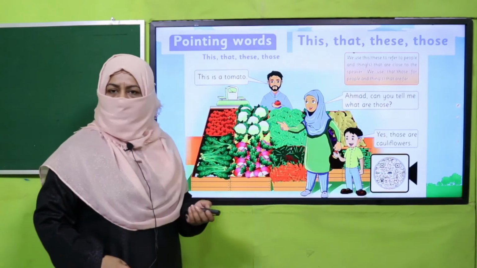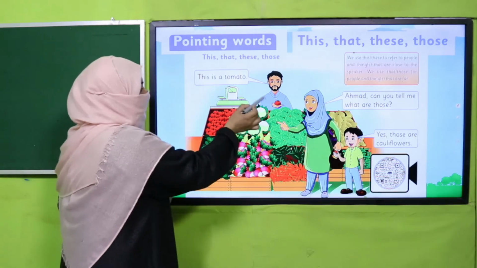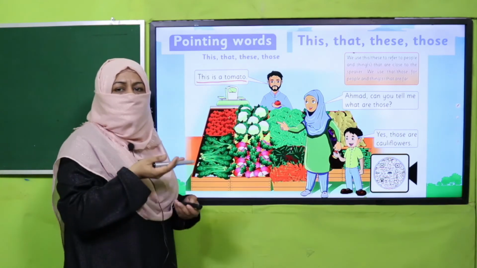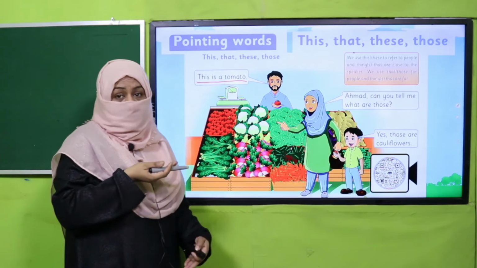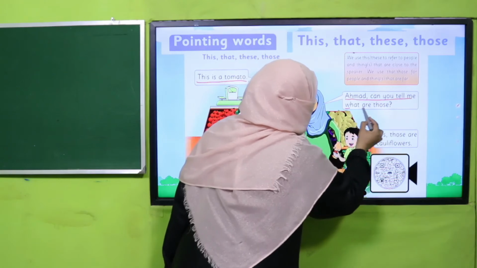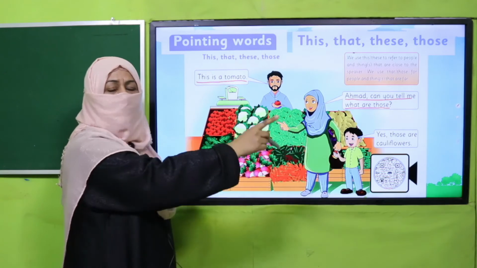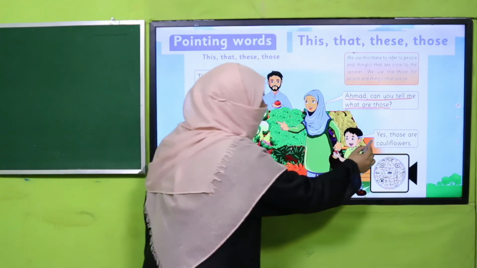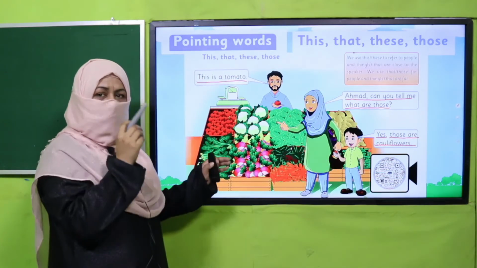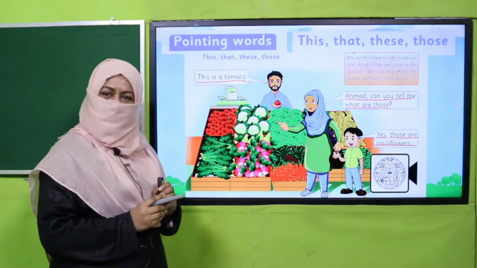Now look at this picture. This is given in your book, and what you have to find out is this: the person is saying this is a tomato. Why is he saying this? Because he's holding a tomato in his hand and the tomato is close to him. And mother is asking, Ahmad, can you tell me what are those? Why those? Because she's pointing to something which is far. And Ahmad is saying, yes, those are cauliflowers. So this is how we find out whether we want to use this or that, these or those, right?